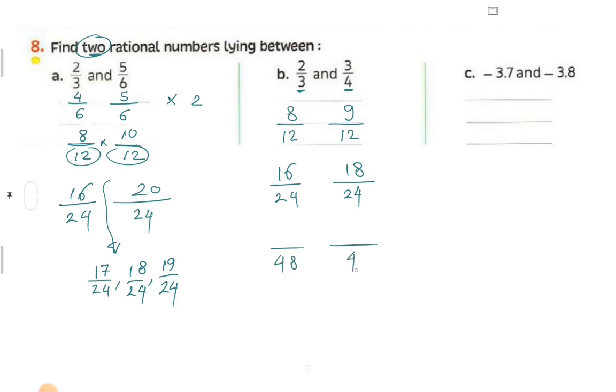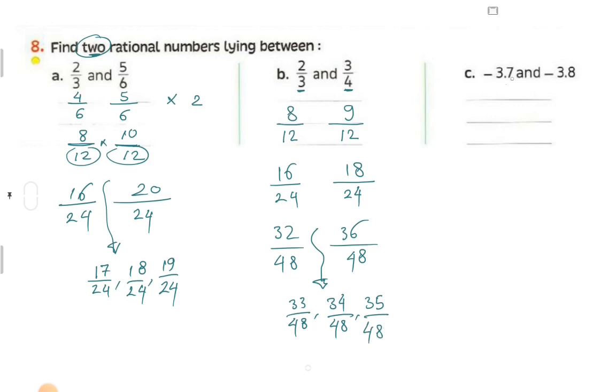24 by 2 equals 48. Okay. 16 by 2 equals 32. 18 by 2 equals 36. Now between 32 and 36 there are 33 and 34 and 35. So in between the two rational numbers we can write 33 over 48 and 34 over 48. If he asks us about three rational numbers, I can also write 35 over 48.